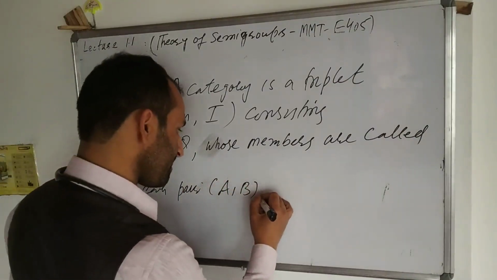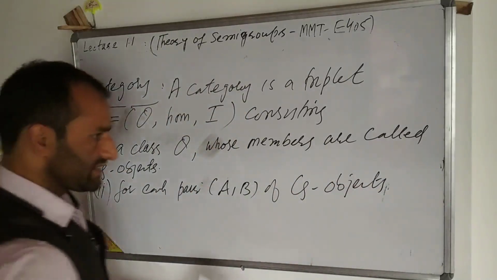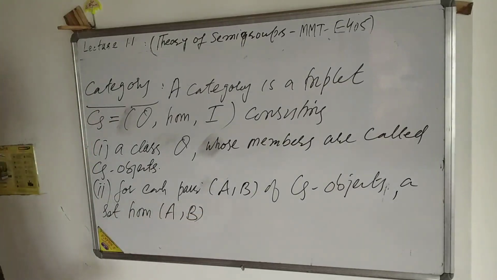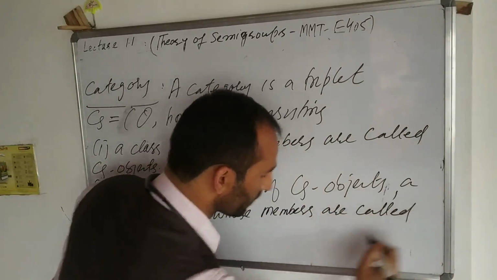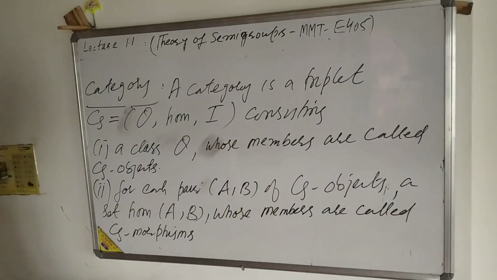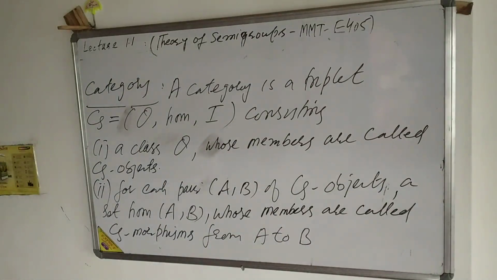So for each pair AB of C objects, meaning the members of O, a set hom of AB. In the previous example it was the collection of all mappings between the sets A and B. So this hom of AB we call the collection of morphisms, whose members are called C morphisms from A to B.